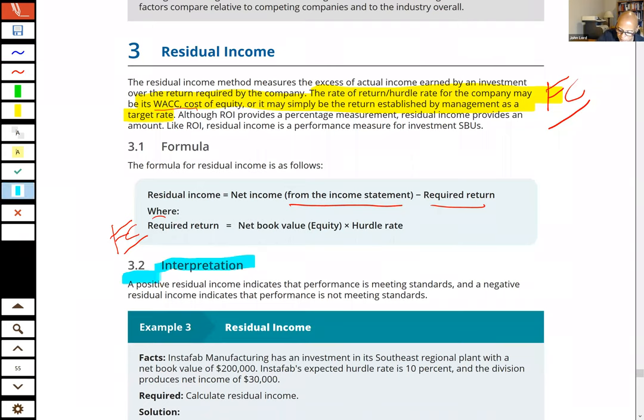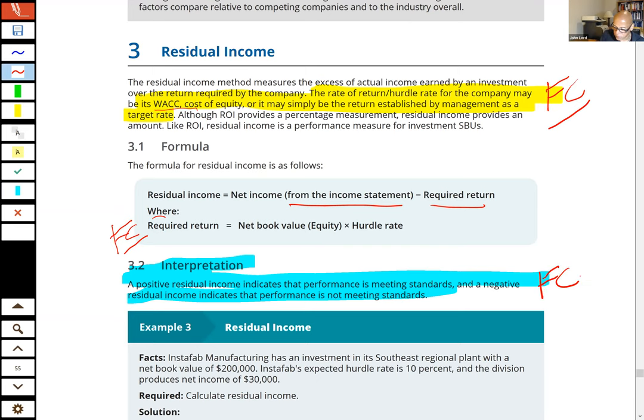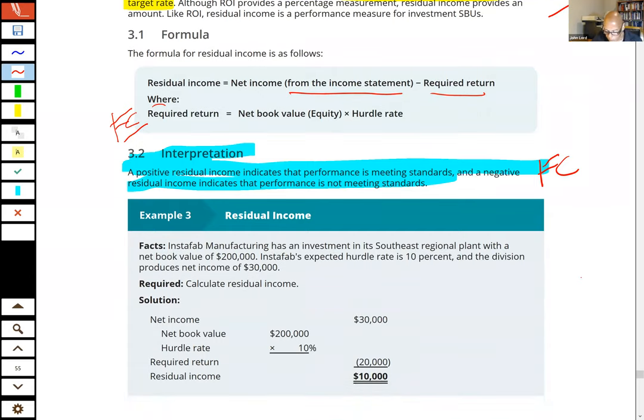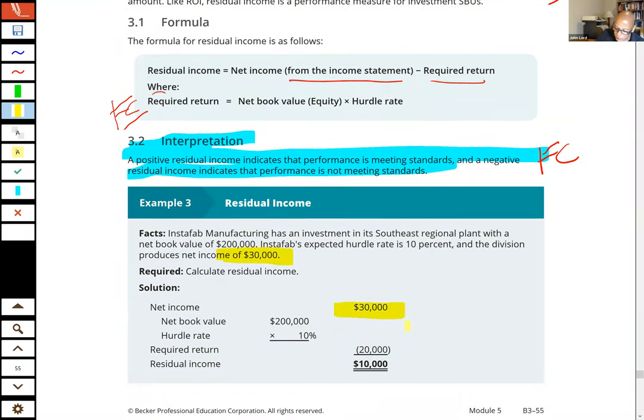I think it's pretty obvious that a positive residual income indicates performance is meeting standards. Negative residual income means that the performance is not meeting standards, and you can flashcard that. And then just take a look at this very simple example. The entity produces net income of 30,000, and we want to see if we're getting over a hurdle rate. The net book value, the equity of the entity, is 200,000. And our hurdle rate is 10%, so we have residual income of 10,000.